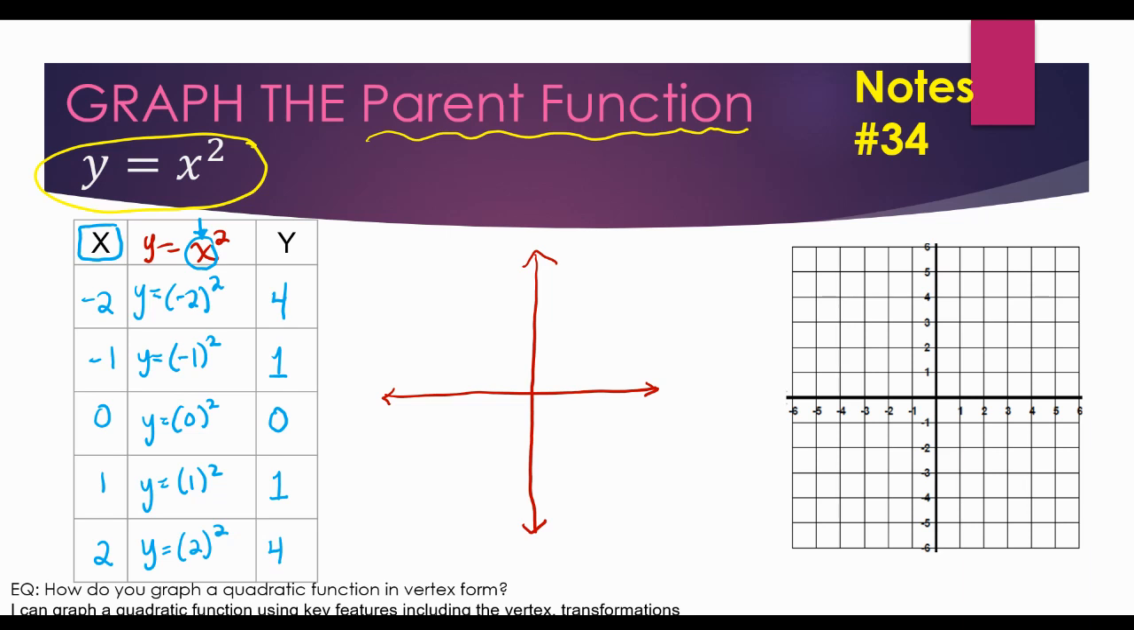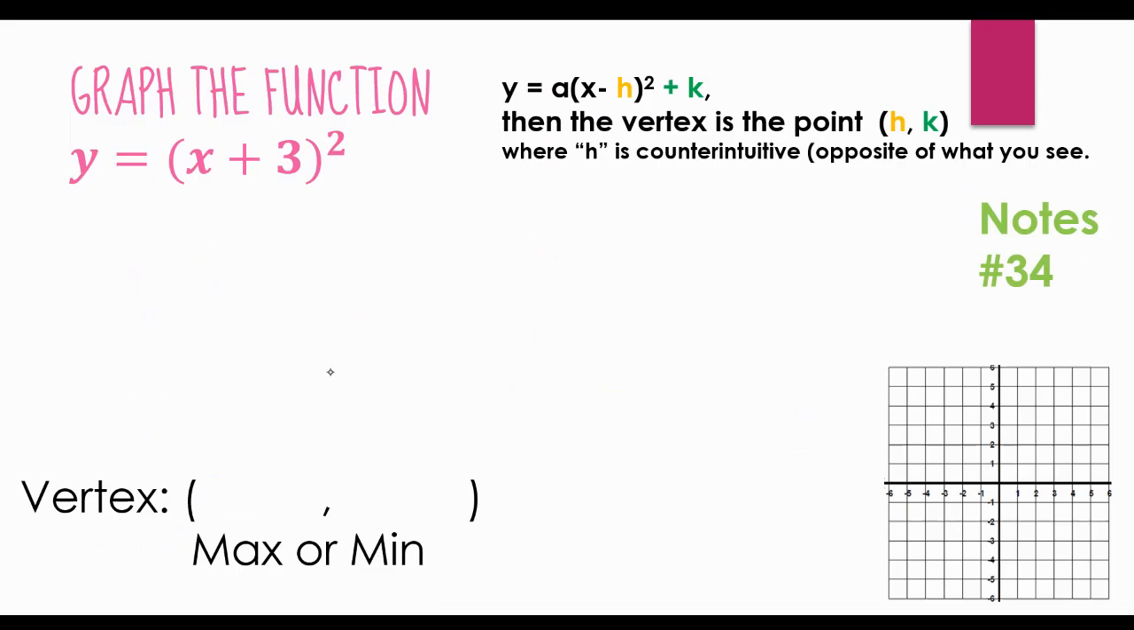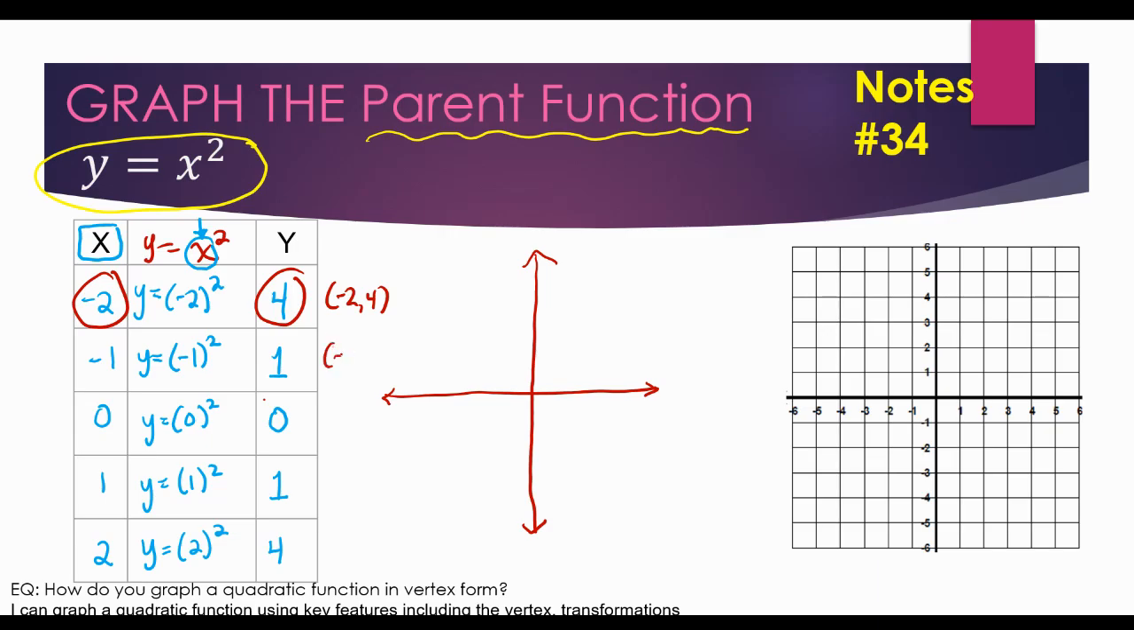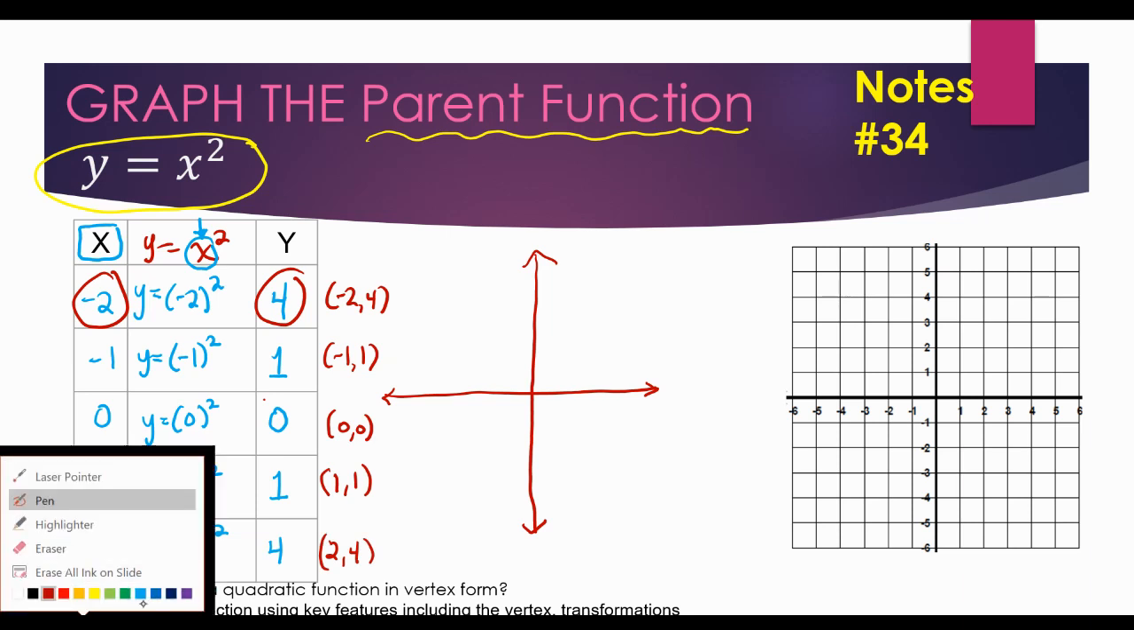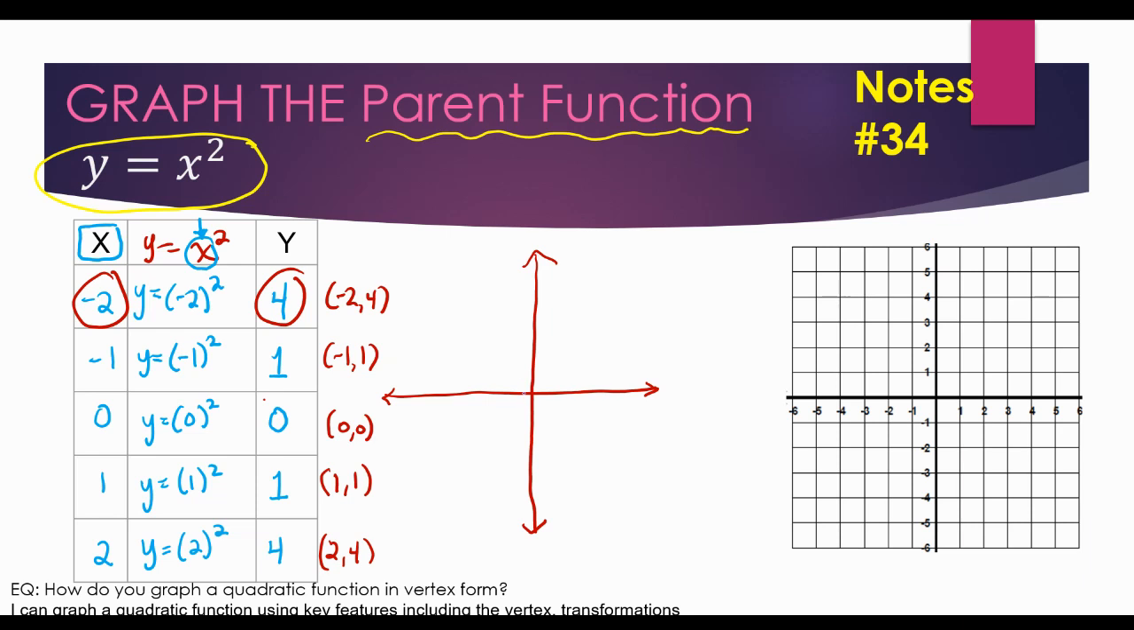Okay, so now we're going to go ahead and graph these points. So we put those together, negative 2 and 4. Let's go together as a dot. Whoops. Next one is negative 1, 1, 0, 0, 1, 1, and then 2, 4. And then we'll go ahead and make those dots on the graph. Okay, left 2, up 4. Left 1, up 1, 0, 0, over 1, up 1, and over 2, up 4.